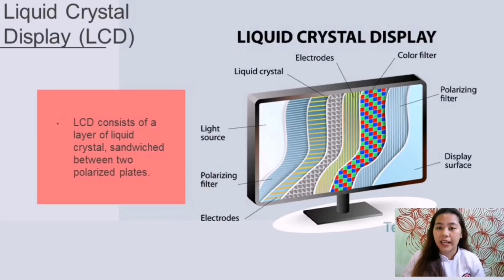Liquid crystal display, LCD. LCD consists of a layer of liquid crystal sandwiched between two polarized plates. So in the picture, there is the layer of the liquid crystal. There are electrodes, polarizing filter, light source, liquid crystal, electrodes, color filter, polarizing filter, display surface.